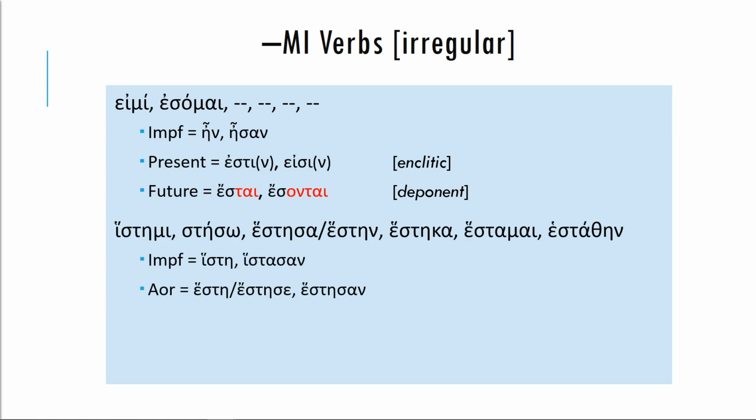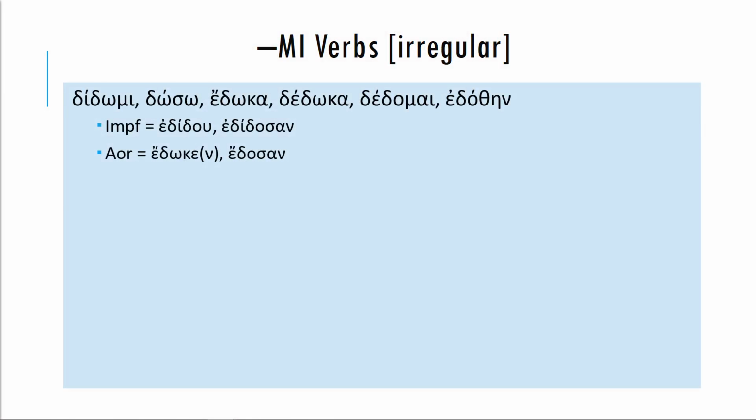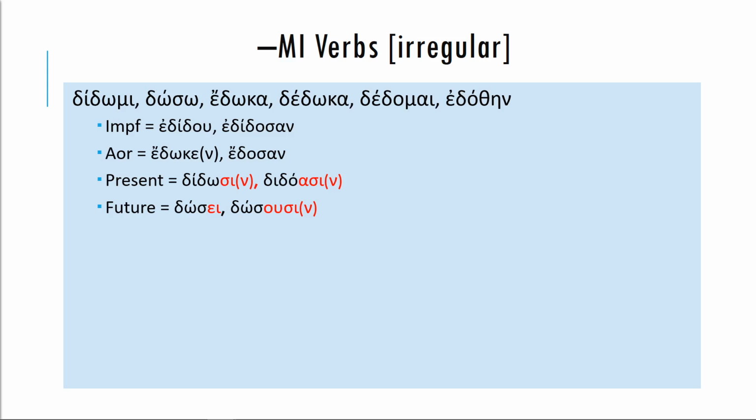Histemi, to stand. We've already seen the imperfect and the aorists. The present, histasin, stasetai, stasontai. Again, these are just completely irregular. You can just memorize them if you want to, or you can use the morphological tool to analyze them. Didomi, to give. Didosi, didoasi. You're seeing a pattern here. Dosetai, dosontai.